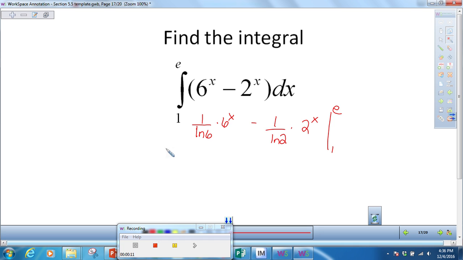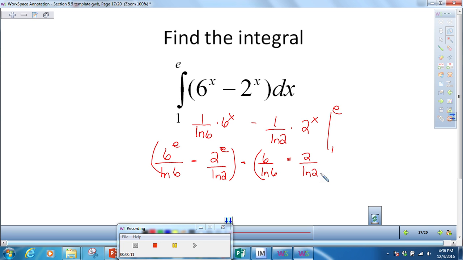So that gives me 6 to the e over the natural log of 6, minus 2 to the e over the natural log of 2, minus 6 over the natural log of 6, minus 2 over the natural log of 2. And that's really my answer.